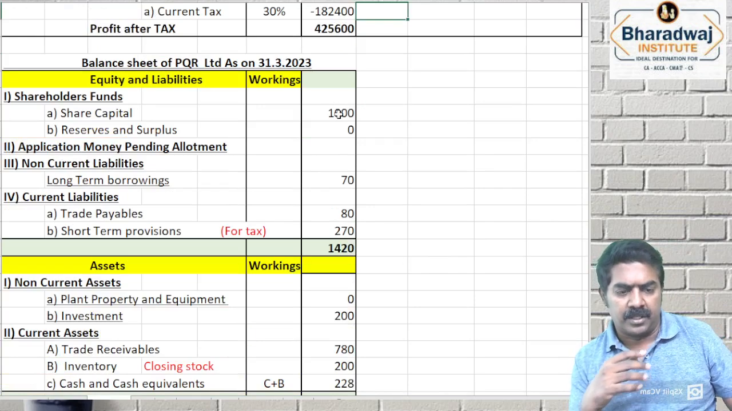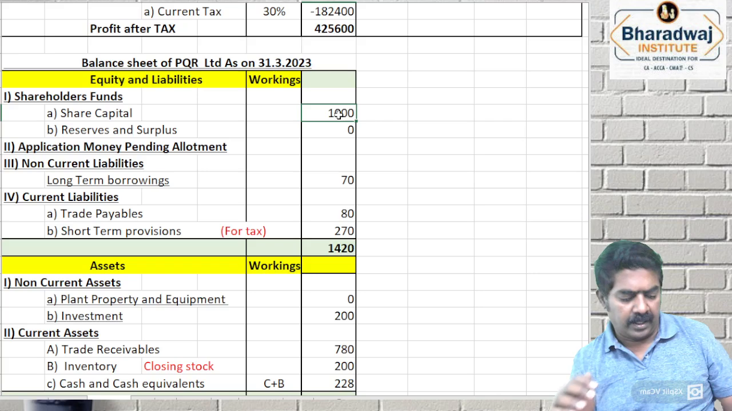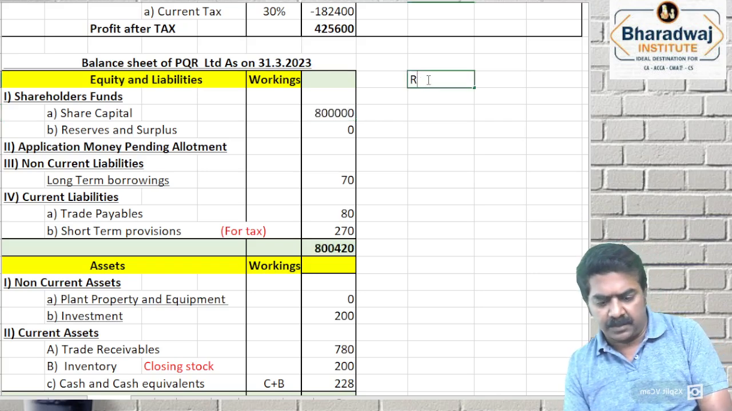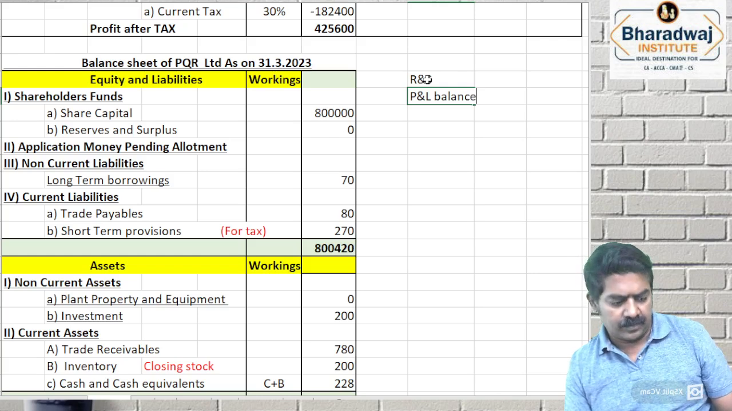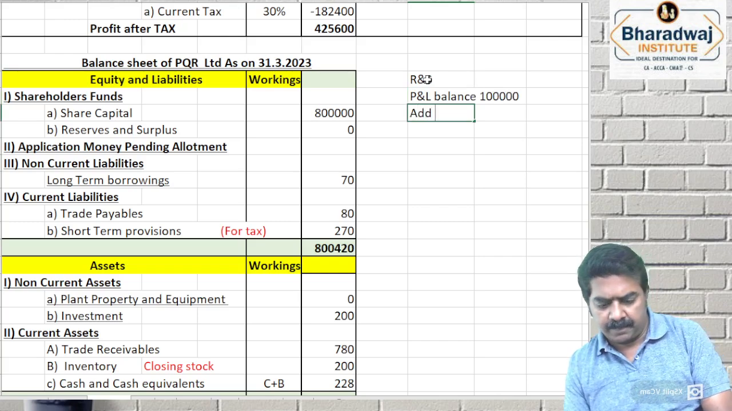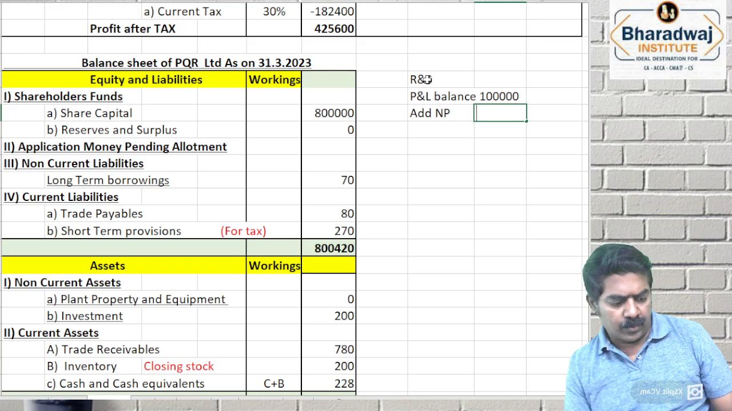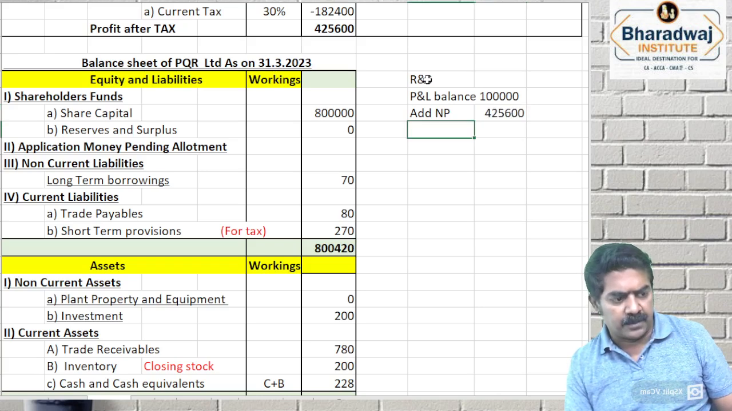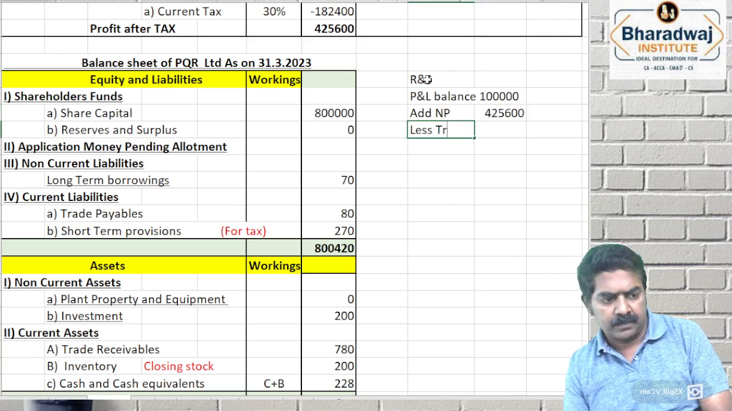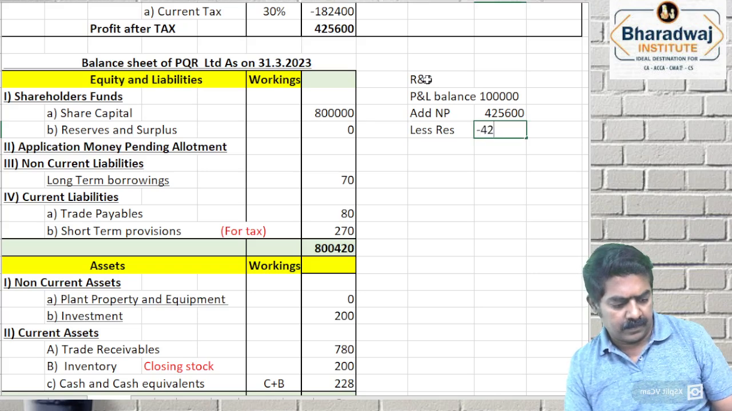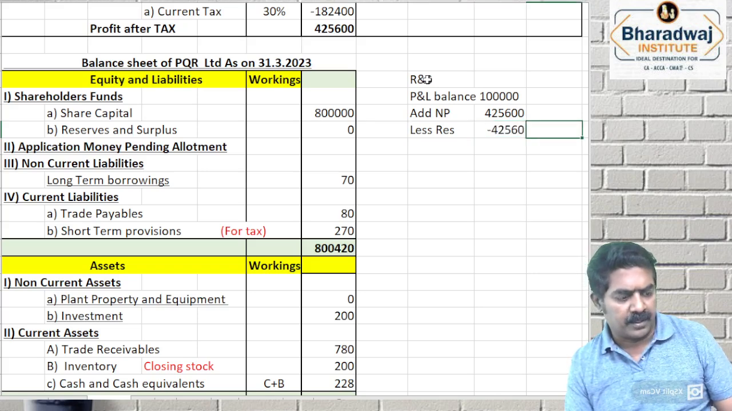Balance sheet. Tell me what is the share capital amount? 8 lakhs. Reserves and surplus. What are the adjustments? Profit and loss account balance எவ்வளவு கொடுத்திருக்காங்க? 1 lakh opening P&L. Then add net profit, 425,600. Any transfer to reserve? 42,560. What is the closing balance? 3,560.